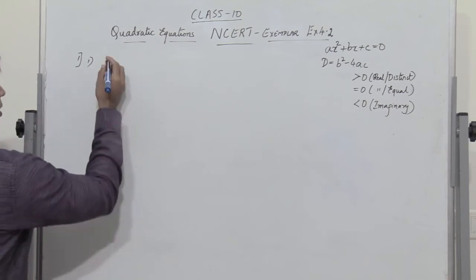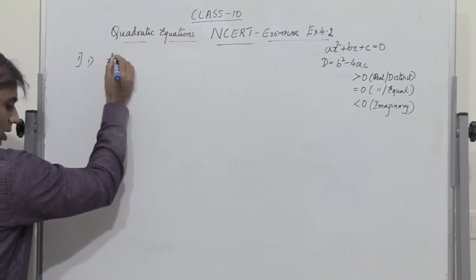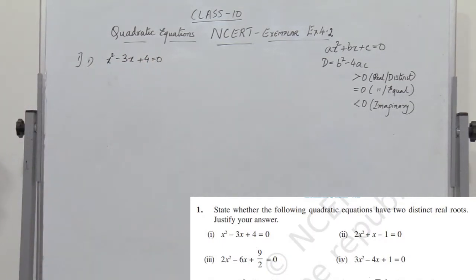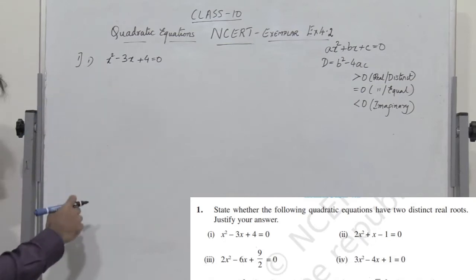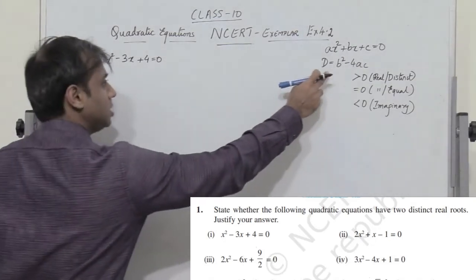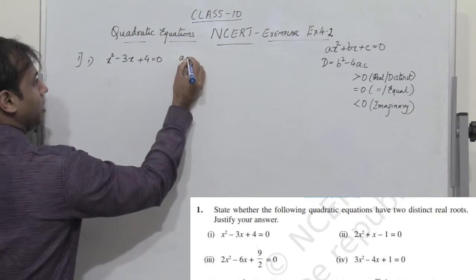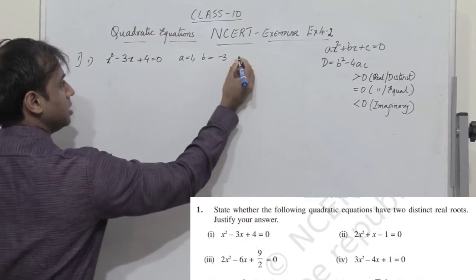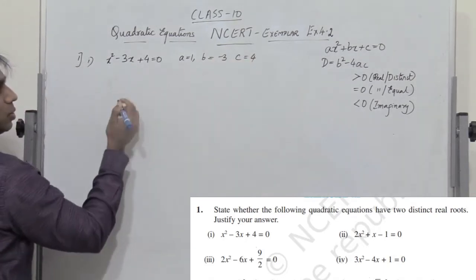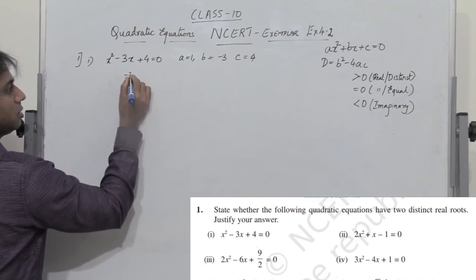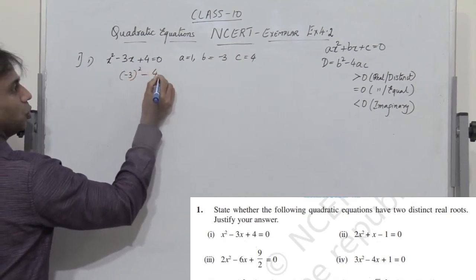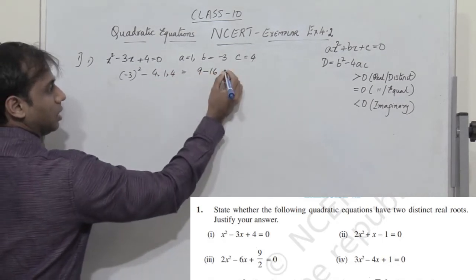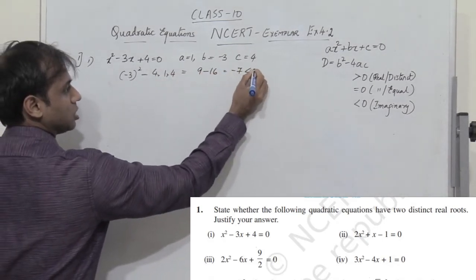So question 1, x square minus 3x plus 4 equal to 0. So in all these questions 1 to 10, we only have to identify the value of b square minus 4ac. So a is 1, coefficient of x square, b is minus 3, coefficient of x, c is 4. So what is b square minus 4ac? Minus 3 the whole square minus 4 into 1 into 4. So you have 9 minus 16, which is minus 7, which is less than 0.